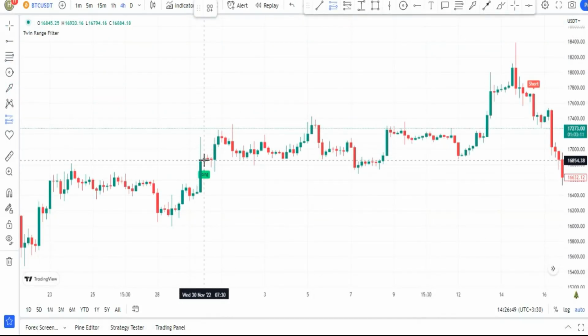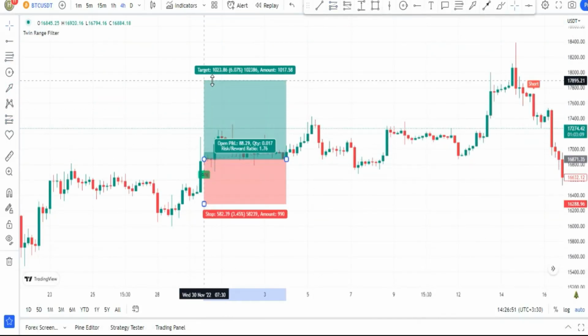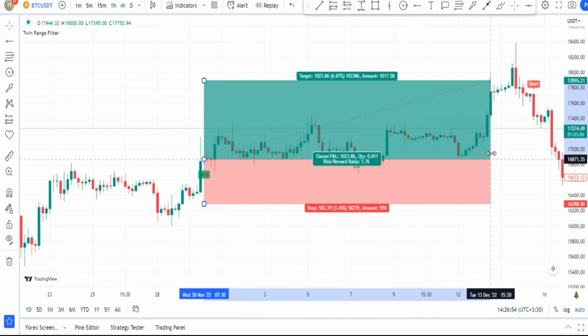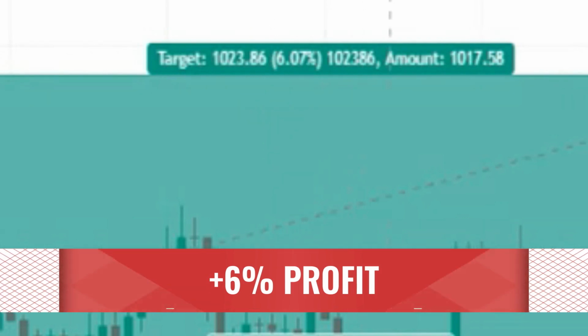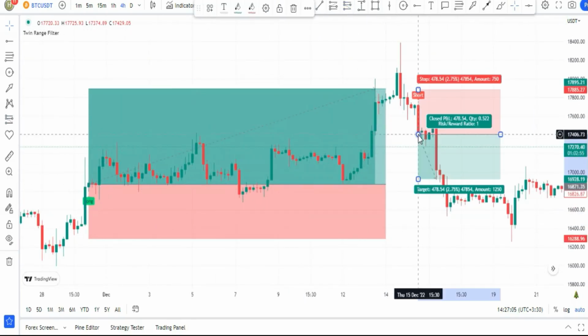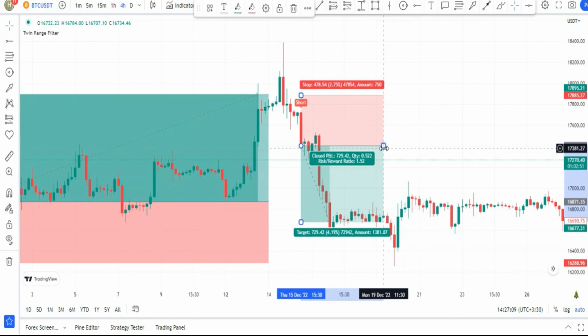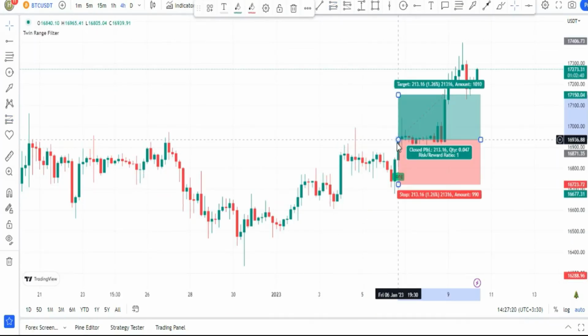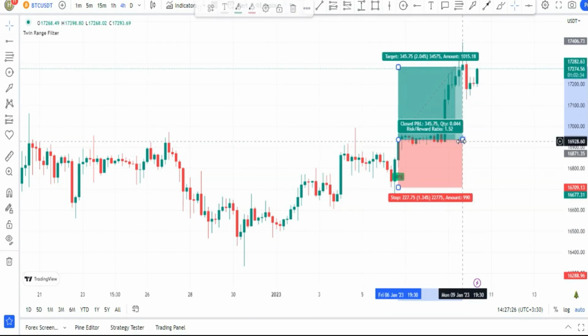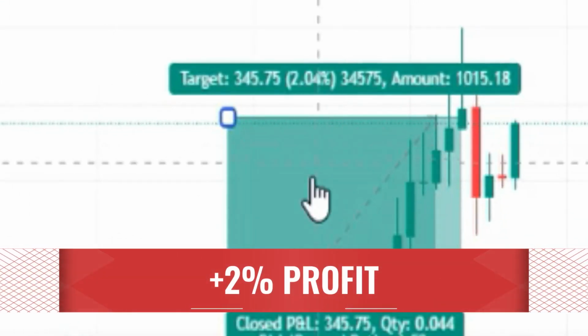A long signal issued by the twin range indicator and it made 6% profit on the spot mode. The next one is a short signal which made 4% profit on the spot mode. And the next long signal made 2% profit.